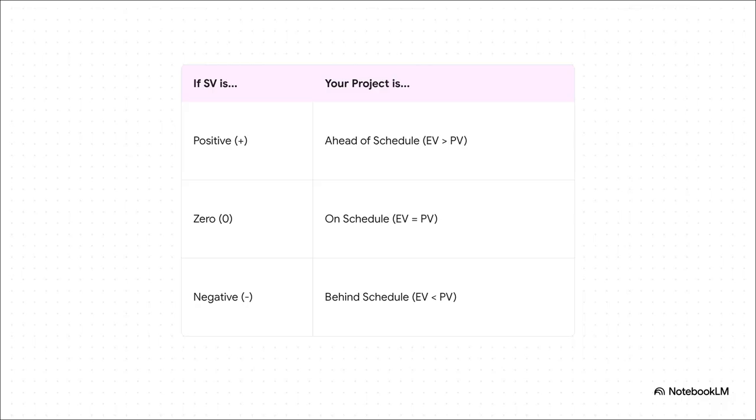And what comes out of that simple formula is incredibly clear. If the number is positive, it means your earned value is bigger than your planned value. You've done more work than you planned, so you're ahead of schedule. If it's negative, you've done less work than planned. You're behind. And if it's zero, hey, you're right on the money, literally.